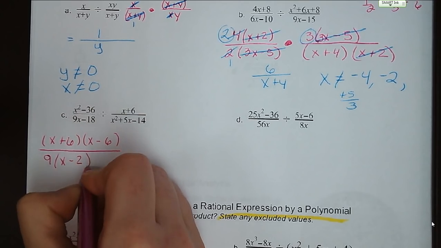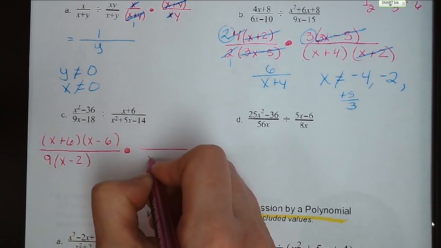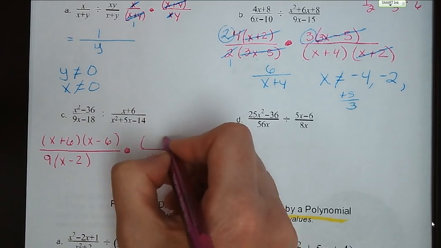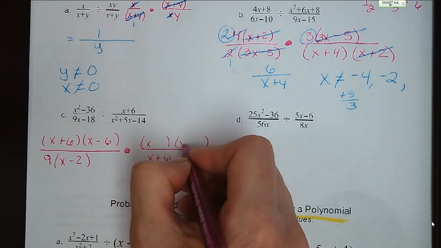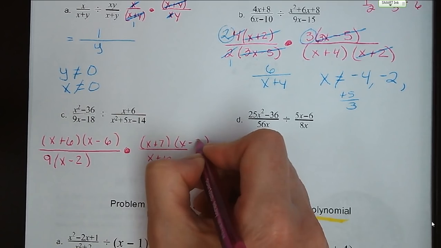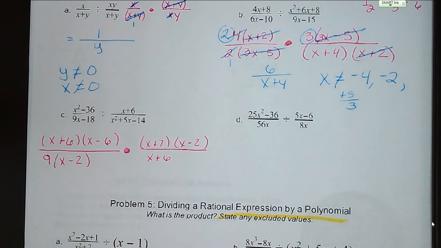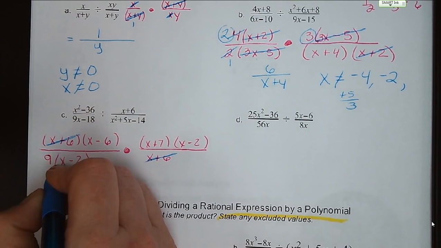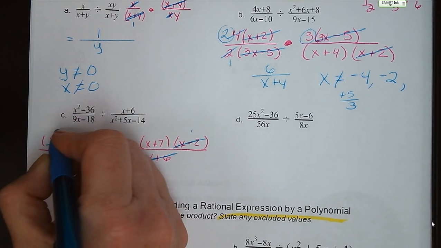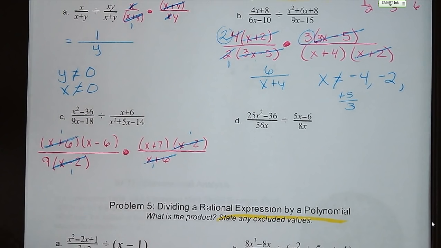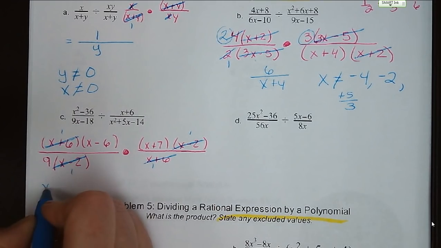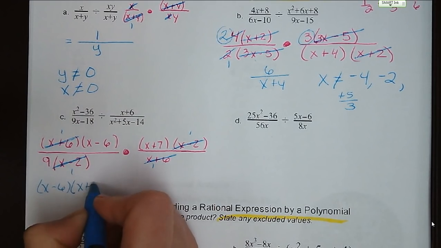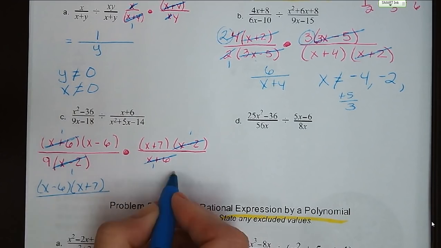So x squared minus 36, difference of perfect squares, x plus 6, x minus 6. 9x minus 18 factors out to 9 times the quantity x minus 2. x squared plus 15x minus 14 is x plus 7, x minus 2. And x plus 6 remains in its state. So we cross out what we can. x plus 6 over x plus 6 cancels out. x minus 2 over x minus 2 cancels out. And we are left with x minus 6, x plus 7 over 9.